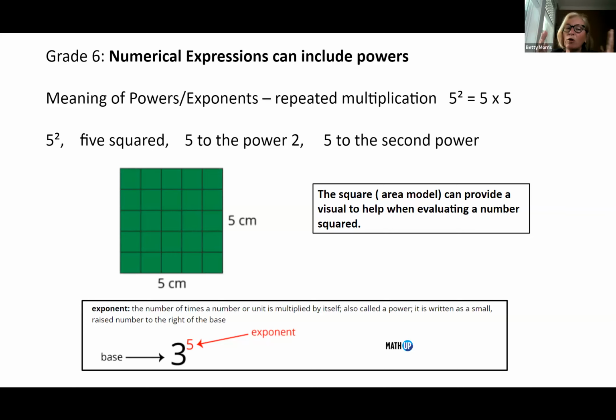So it's 5 squared, 5 to the power 2, 5 to the second power. 5 to the second power is just a way for you to know that it can be said, but we usually just say 5 squared. And again, the square model, there's a definition for it. And you have those definitions. Those will also be in your interactive year at a glance that we showed you. When you click on the word exponent, there'll be a definition there as well.